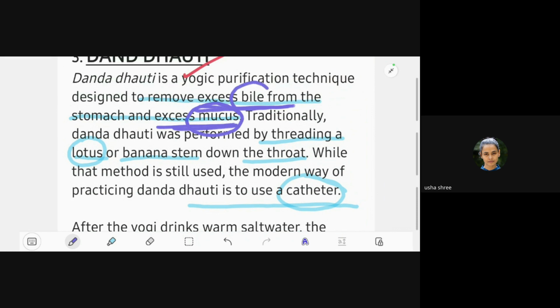And the bile, we have already talked about the role of bile. It helps in digestion, but when it is in excess, it will start burning your belly. Belly means stomach.